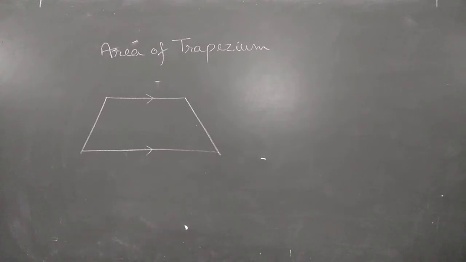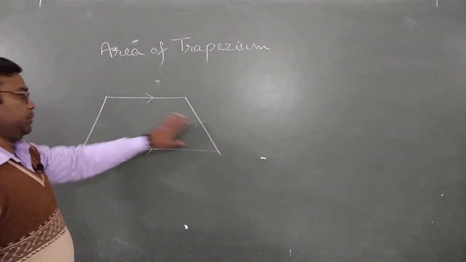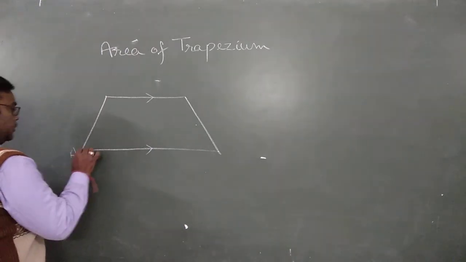As you are observing on the board, we are going to discuss the area of a trapezium, another type of quadrilateral. So what is a trapezium? A trapezium is a quadrilateral in which only one pair of opposite sides is parallel, not both pairs. As you are observing on the screen, these two sides are parallel to each other, not these two sides. These two sides are not parallel. So this type of figure is known as a trapezium.